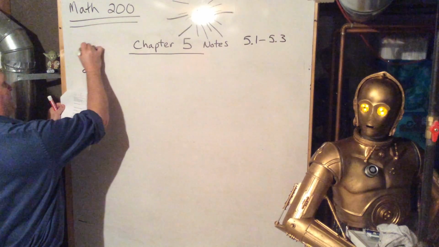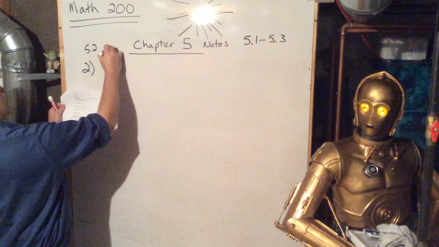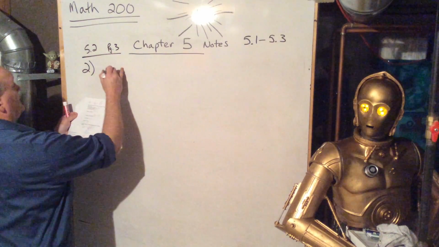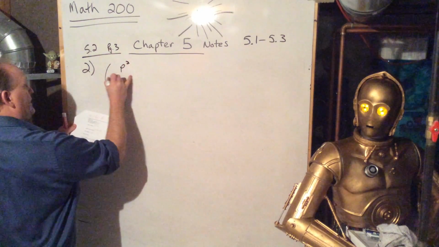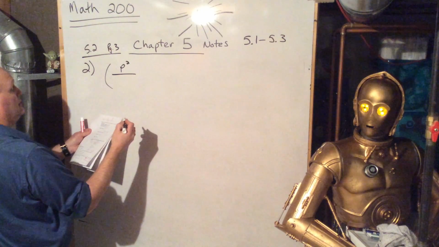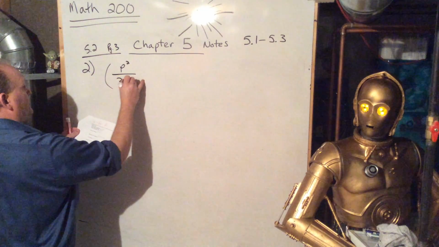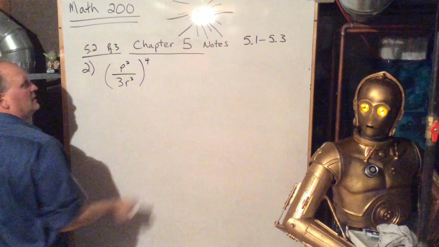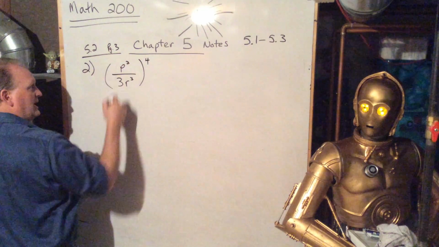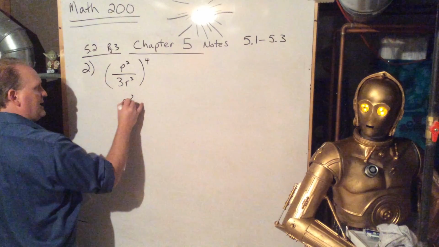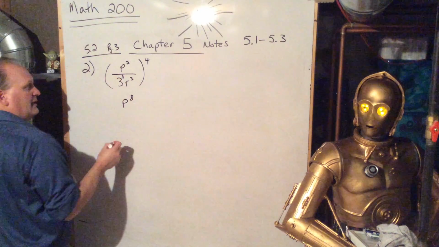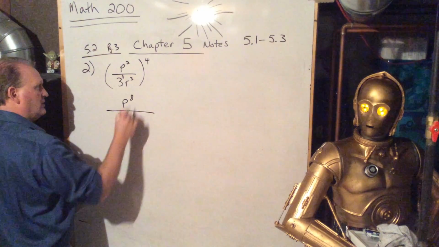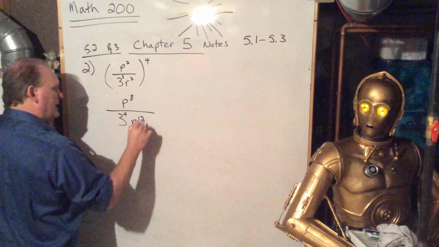Second example, this is 5.2, page 3 on the chapter 5 note packet. This is the second example. We have p squared over 3r to the 3rd, all raised to the 4th power. So again, power raised to a power multiply, so I got that is p to the 8th. Remember, there's a 1 there. When there's nothing there, there's a 1 there. You got to see 1s all the time. 3 to the 4th, r to the 12th.